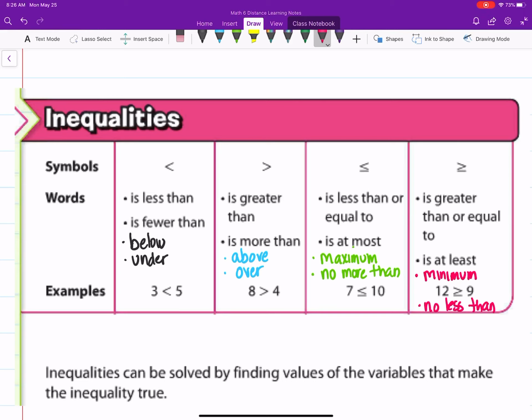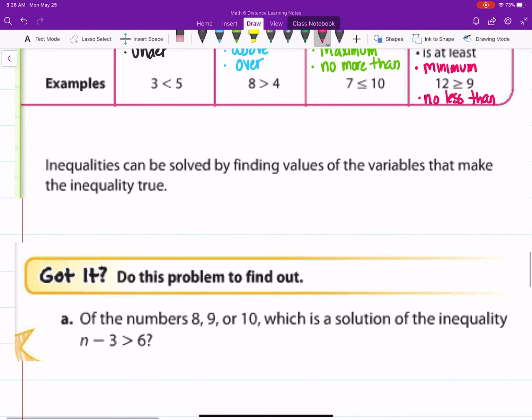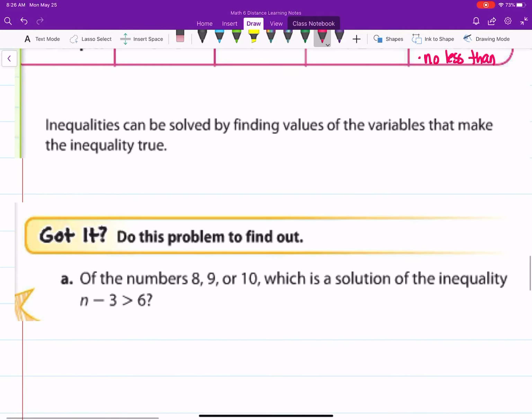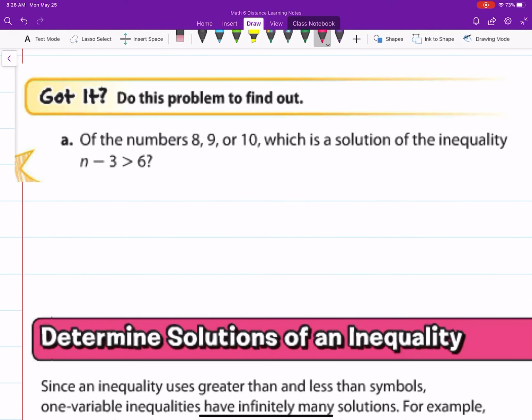Just like I taught you how to use the equal sign when you saw the word is, or was, or has, or will be, right? Any form of is. Now you're looking for maximum, no more than, above, over, to indicate the solutions could be more than one of them, not just equal to one number. Okay? Inequalities can be solved by finding values of the variables that make the inequality true. And you'll learn how to solve inequalities later in the chapter. So for today, all you're doing is you're trying to find out which numbers would make this solution true.